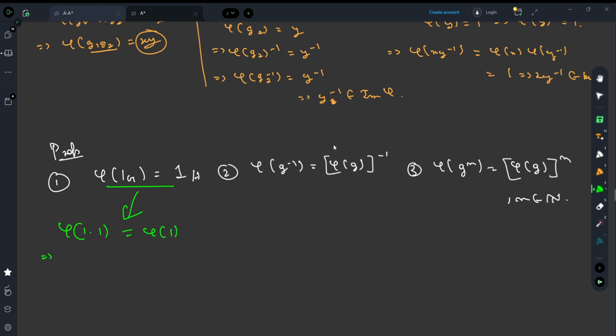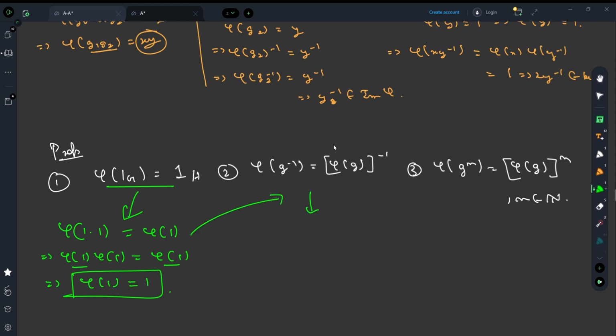But phi of 1 composed with 1 can be distributed using homomorphism. This can be written as phi of 1 times phi of 1. Here we have phi of 1. Right? Both are groups, left cancellation holds. So this part can be cancelled out by left multiplying with phi of 1 whole inverse. Phi of 1 is 1. Clear? Now using this, we can prove this.